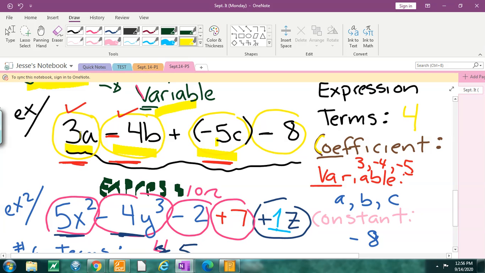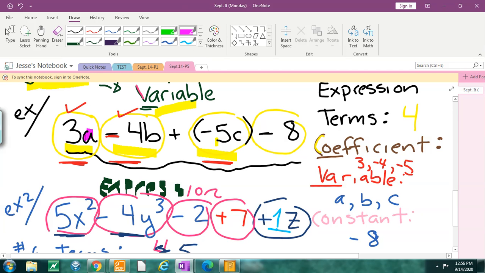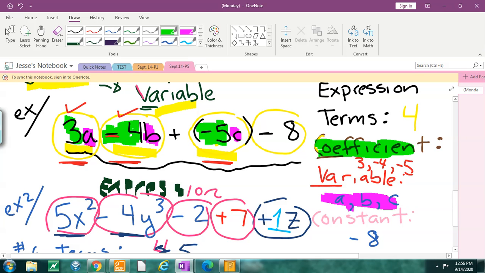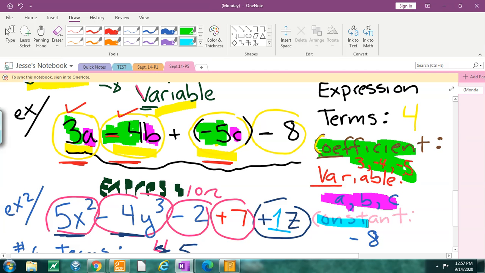All right, so what are your variables? I'm going to put a different color right here. Here are your variables, your A, your B, and your C. A, B, C. See that? And then the other one, your coefficients, are right here. Your 3, your negative 4. Don't forget the negative 4 right there. And your negative 5. Okay? And then the last one we said was your constant.